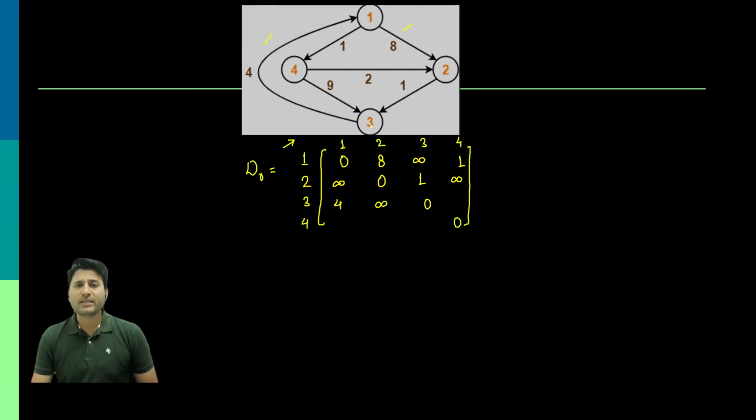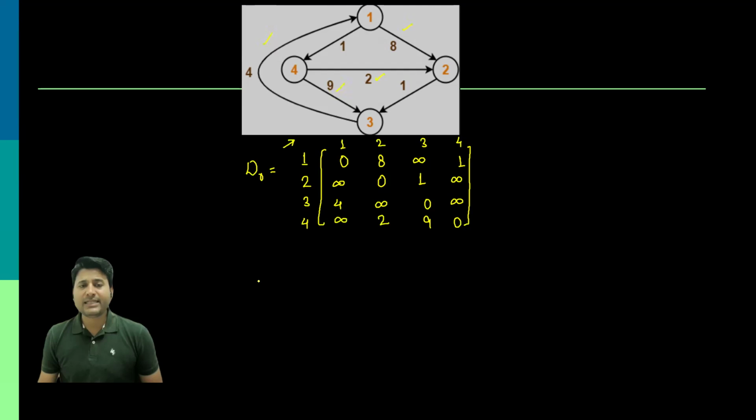3 to 4, yes, nothing is there, so infinity. 4 to 1, no, nothing is there. 4 to 2, yes, this weight 2 exists. Then 4 to 3, yes, this weight 9 exists. This is called the initial distance matrix, which is constructed on the basis of the rules that we discussed. If a direct edge is there, that weight should be written. If a direct edge is not there, infinity should be written. If it is the same vertex to the same vertex, that is a diagonal, it comes out as 0.